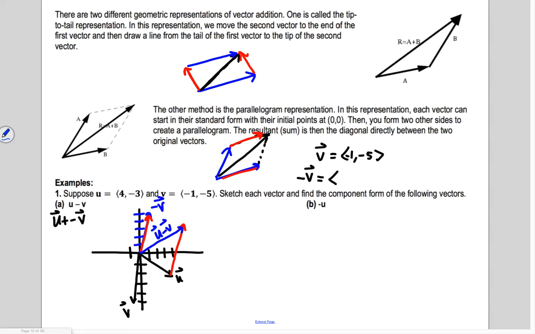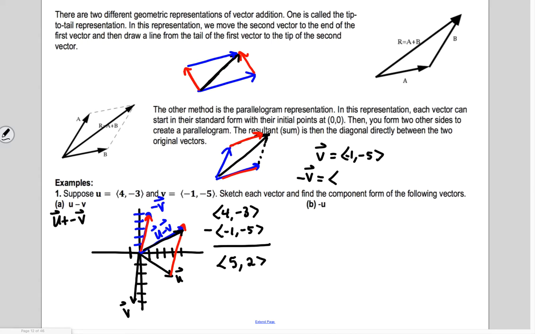Okay, so what do we think the numbers are? If I have u minus v, I had 4, negative 3, and I'm subtracting out negative 1, negative 5, right? Or adding the negative. So if I add the negative, it's adding positive 1, positive 5. So I should get 5, 2. Does that look like 5, 2? Yeah, it looks pretty good. Mine's a little bit off, but yeah, it should look like that.